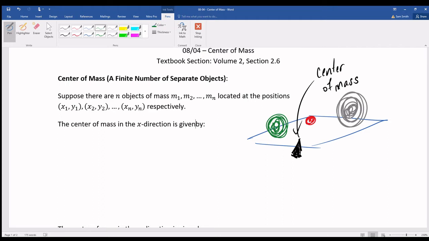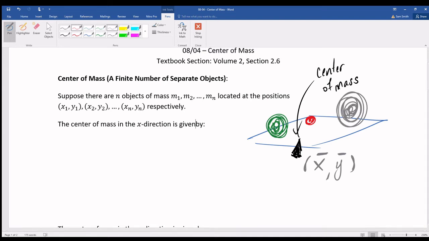So consider the case that we have some collection of objects. Let's say that we have n objects in total. Let's say that the first object has mass m1 and it's located at a position described by the coordinates x1, y1. Likewise for object 2, it has mass m2, it's located at position x2, y2, and so on for however many objects you have. To find the balancing point, to find the place where you should put your hand, we can find the x-coordinate and the y-coordinate separately. And these coordinates of the center of mass are usually called x bar and y bar.